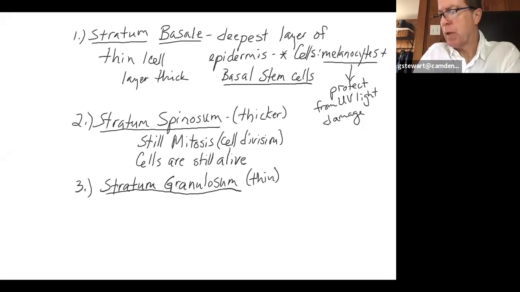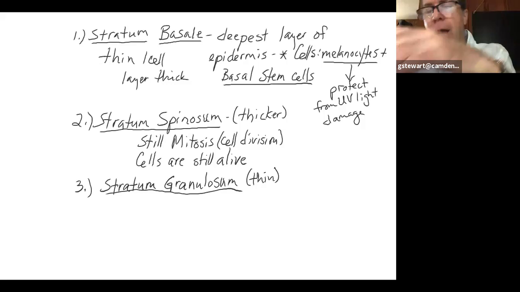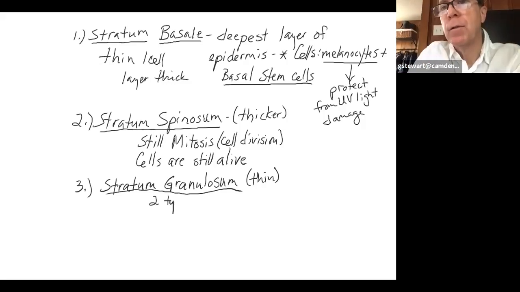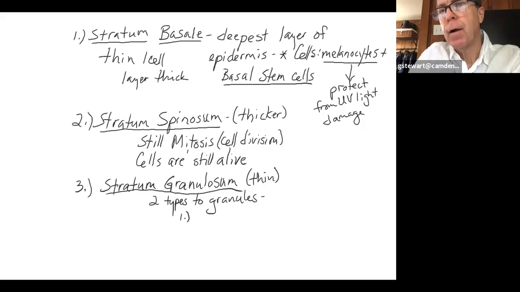And this is sort of a special layer that gets its name, granulosum, because there are granules found in the cells. If we look in the cytoplasm of the cells in this layer, they have granules in them. So I'm just going to write 2 types of granules. You'll see the significance when I tell you what they are and what they do. The first are called lamellar granules. So granulosum gets its name because of the presence of these granules in the cells.